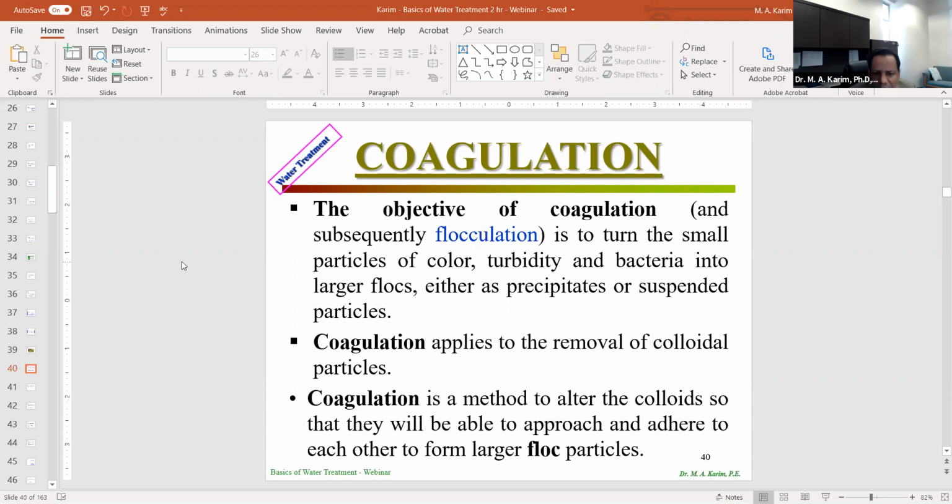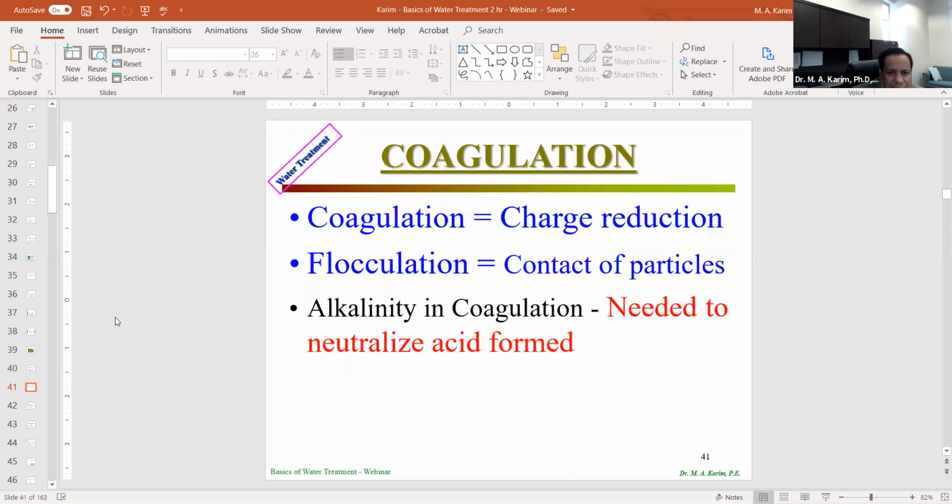As I mentioned, it applies to removal of colloidal particles. Coagulation is a method to alter the colloids so that they can approach and adhere to each other and become a larger particle. Larger particles, when they come together, are called floc. Okay, this is the definition of floc. So coagulation is a charge reduction. I'll explain a little bit here.